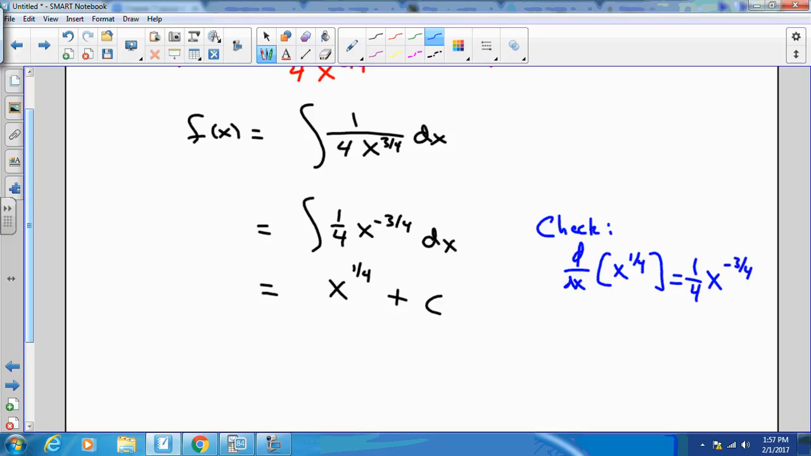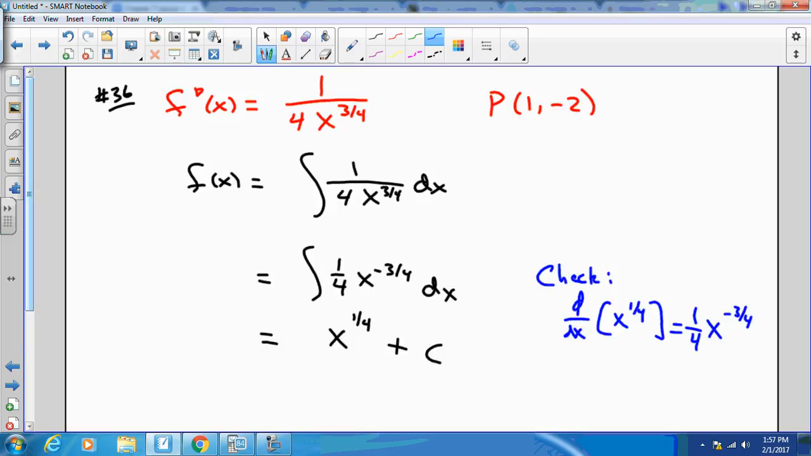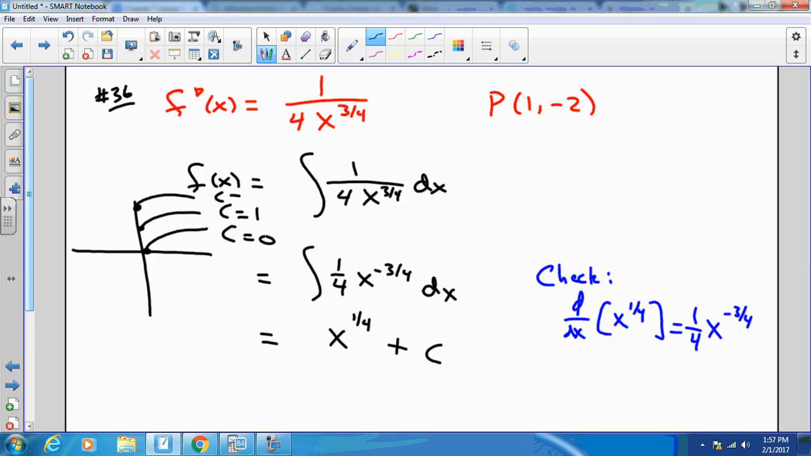Okay. Now, this is the general solution. All functions whose derivative is 1 over 4x to the 3/4 will be in this form. Now, what does this mean? If I were to draw a graph of some of these, if I let c equal 0, I would get y equals x to the 1/4, which looks something like that. So this is what the curve looks like when c is equal to 0. If I let c equal 1, then I would get y equals x to the 1/4 plus 1. If I let c equal 2, like so.